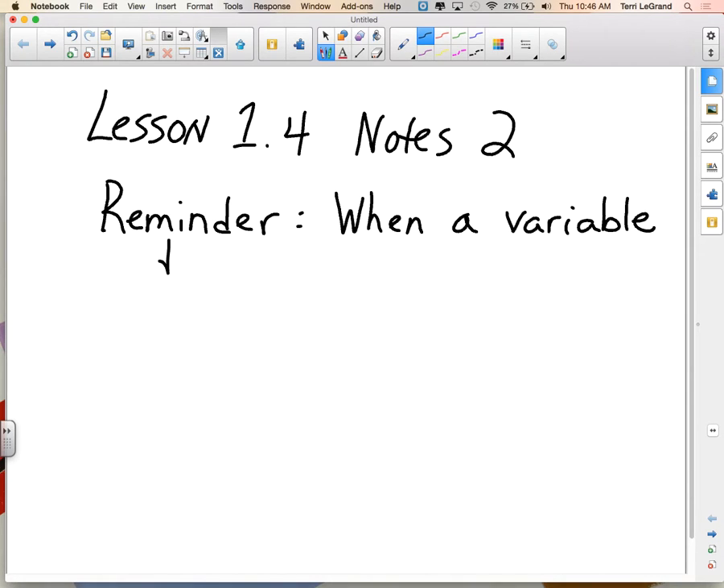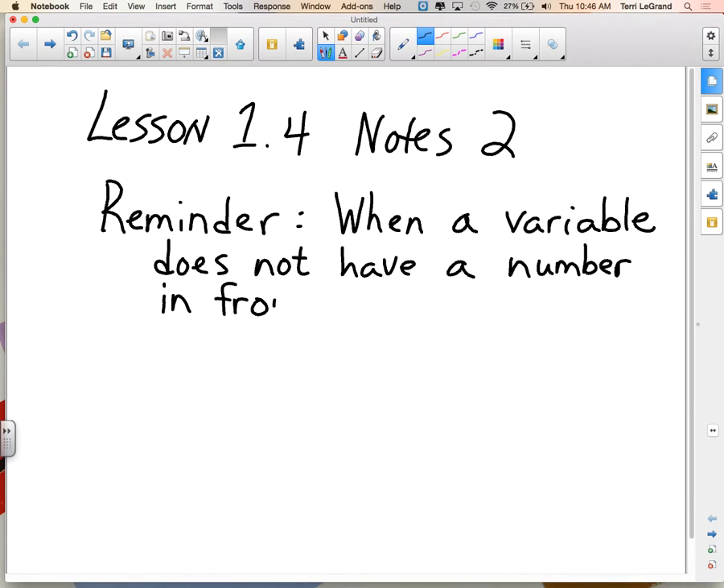When a variable does not have a number in front of it, in other words, it's not like a 3x or a 2x, it's just an x.